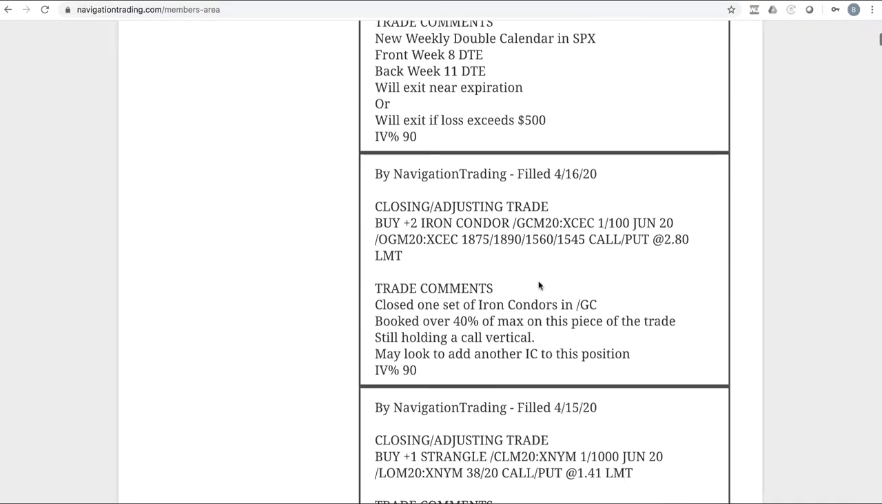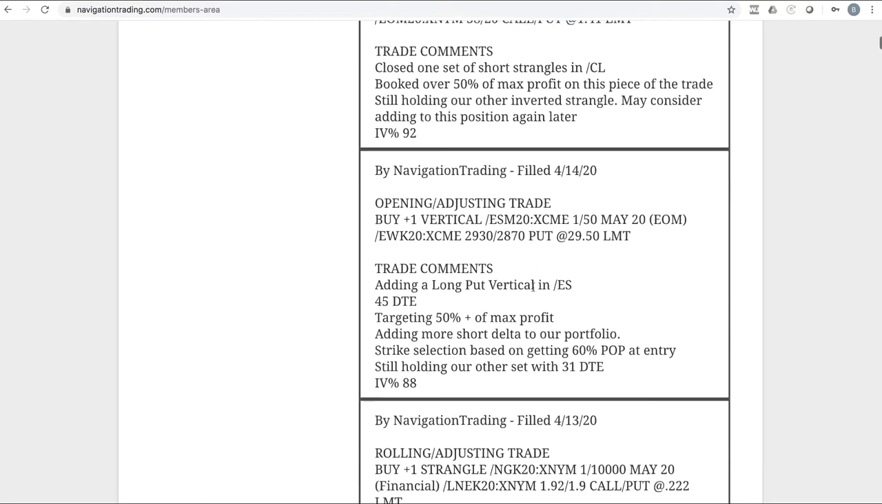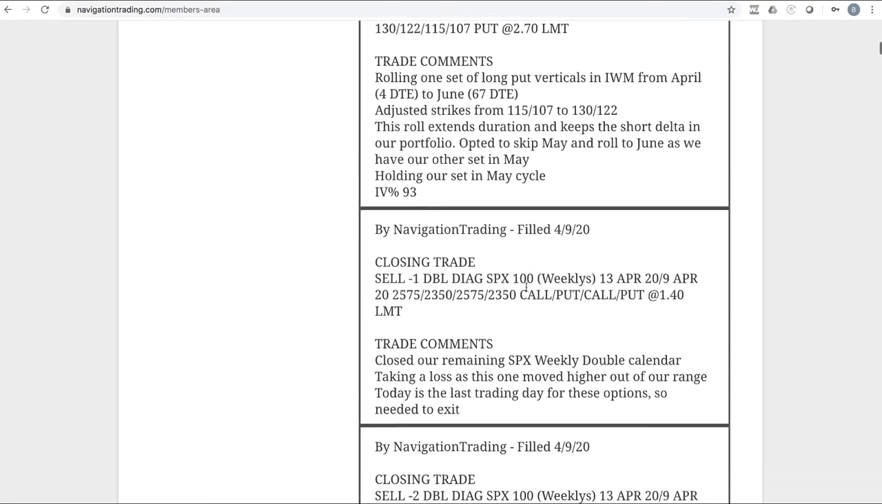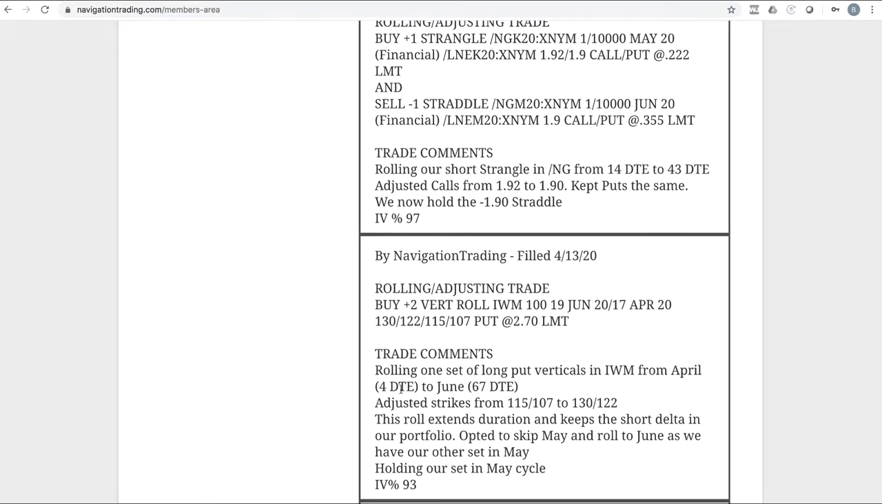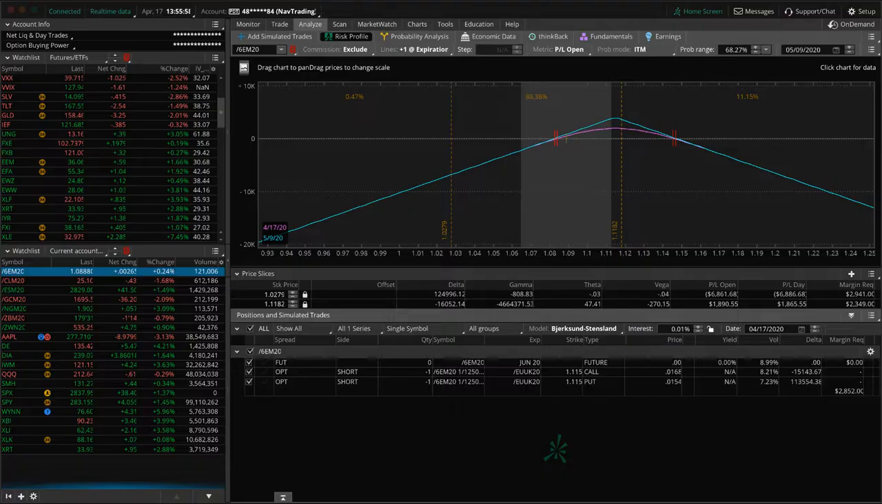A little bit light on the alerts this week, just letting some of our positions work for us. But let's start with the first trade of the week in IWM. Did a rolling adjusting trade. This one was down to 4 days to expiration. So we rolled it out, skipped over May, just went out to June to give it a little bit more duration. And that's one of our short delta trades.